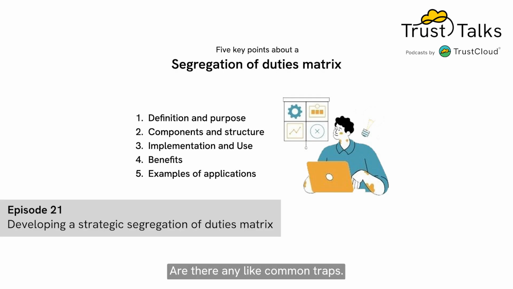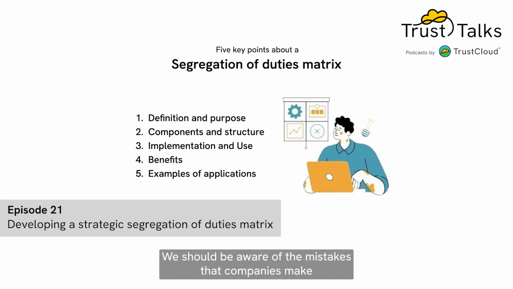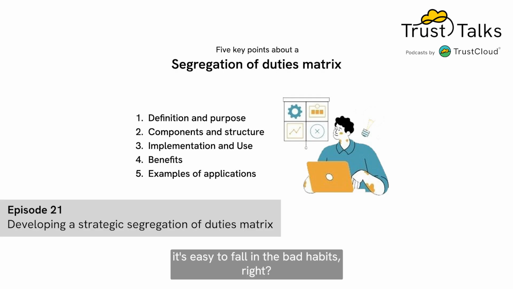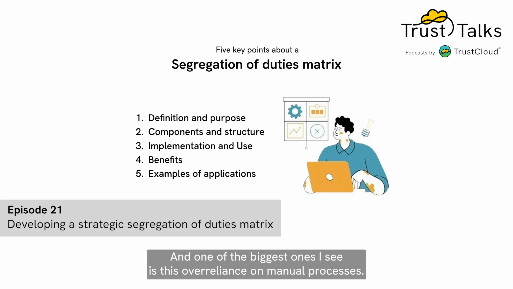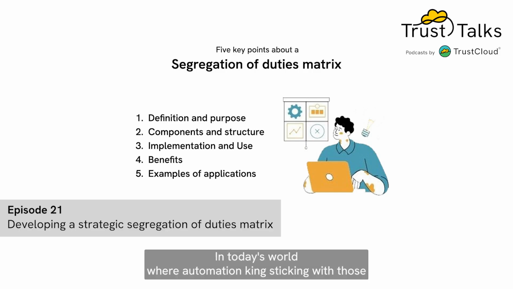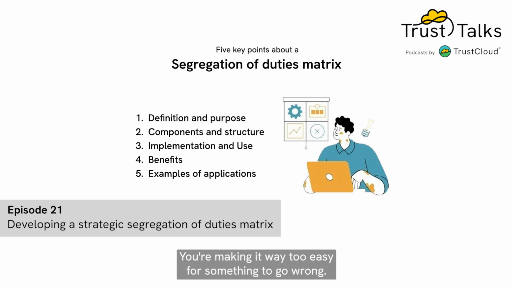Are there any common traps we should be aware of? Yeah. Mistakes that companies make when putting this SOD thing into practice? Yeah, it's easy to fall into bad habits. Right. And one of the biggest ones I see is this over-reliance on manual processes. Oh, interesting. In today's world, where automation's king, sticking with those old school methods, it's like trying to guard a bank vault with a wooden door. You're making it way too easy for something to go wrong.